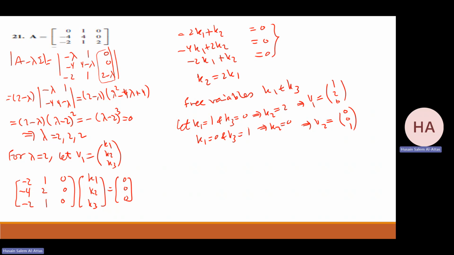So how many vectors do I have? I have only two eigenvectors, but actually I need 3. So A is not diagonalizable.